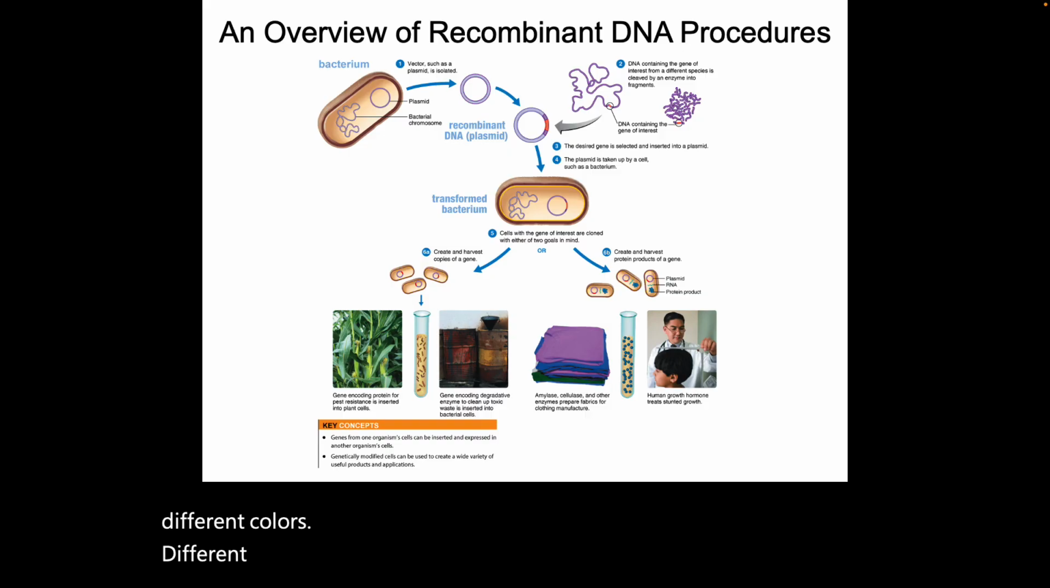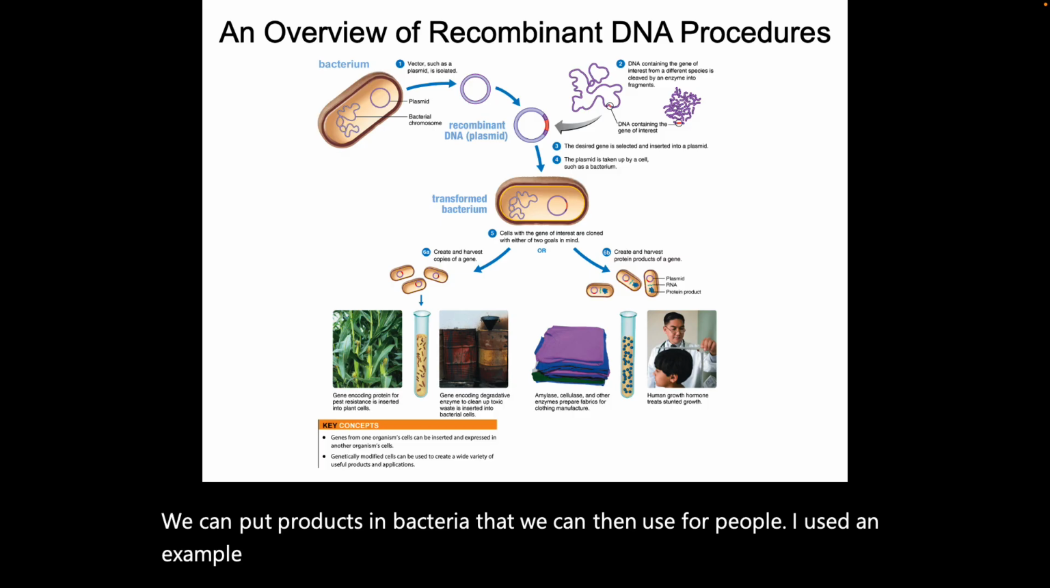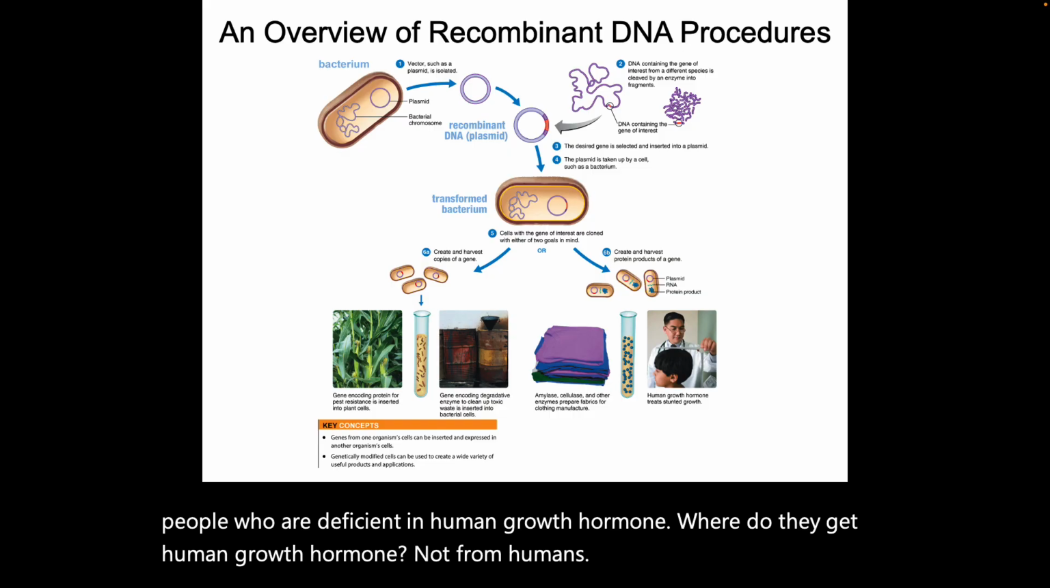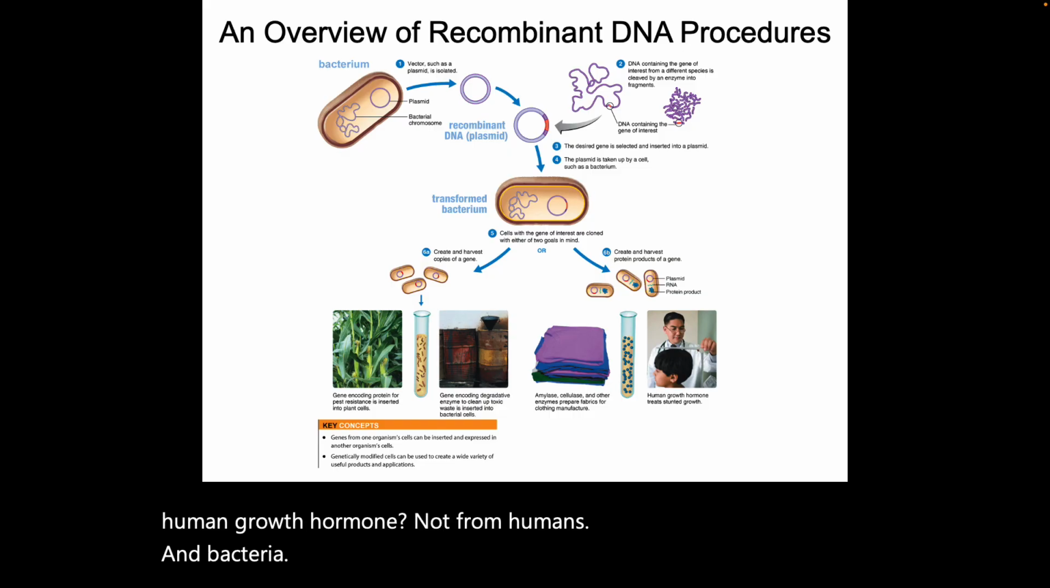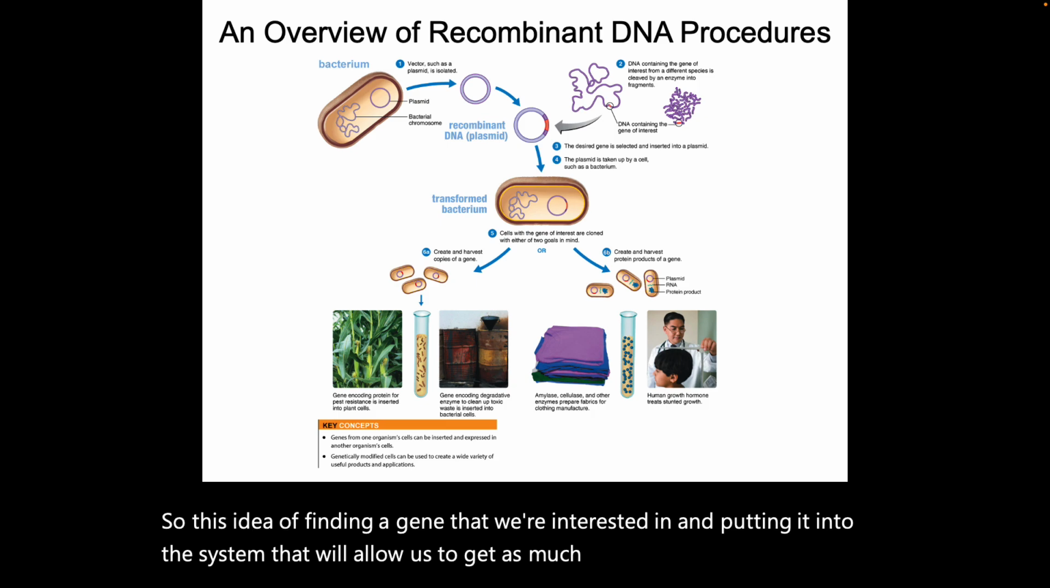And of course, we can put products in bacteria that we can then use for people. I used an example of insulin for people who have insulin-dependent diabetes. And for people who are deficient in human growth hormone, where do they get human growth hormone? Not from humans, from bacteria. So this idea of finding a gene that we're interested in and putting it into the system that will allow us to get as much as possible is really the goal here.